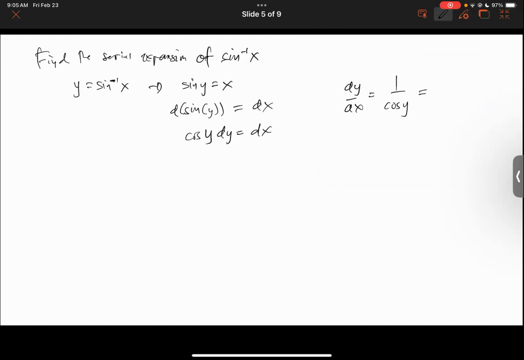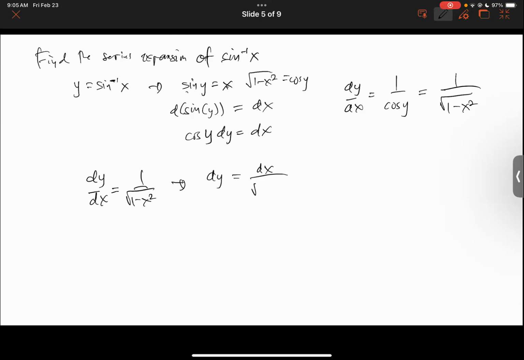And if we want to express that in terms of x, then 1 over square root of 1 minus x squared, because x is equal to sine y. So 1 minus x squared square root is equal to cosine y. So now we have this equation, dy dx is equal to 1 over square root of 1 minus x squared, which we can write as dy is equal to dx over square root of 1 minus x squared. And now we can integrate.